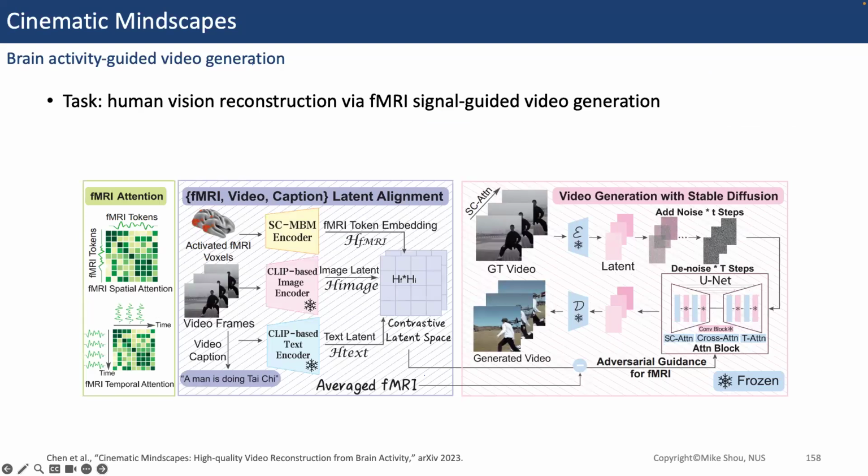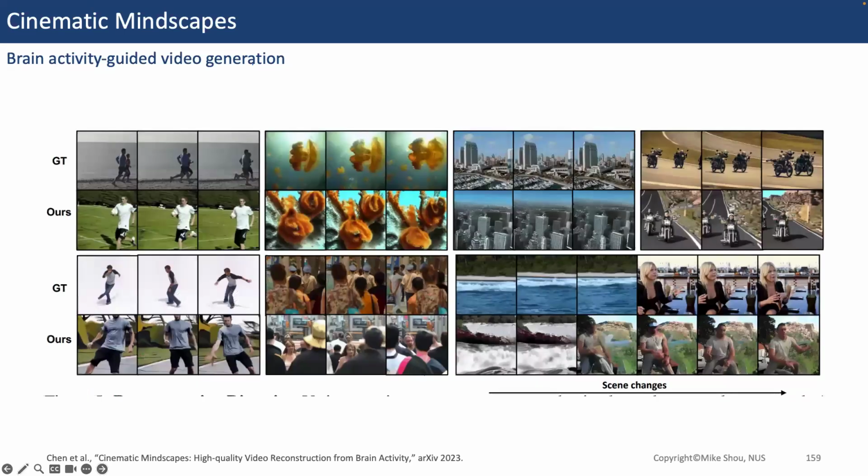And another very interesting approach uses the brain MRI signals as a condition. So in this work, participants watch a video while their brain activity is recorded using the MRI machine. So the task is to use the brain signals as a condition to reconstruct the video that the person was watching. Here are some results from their study.